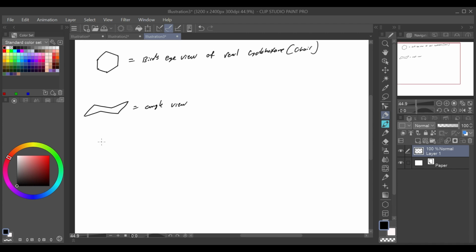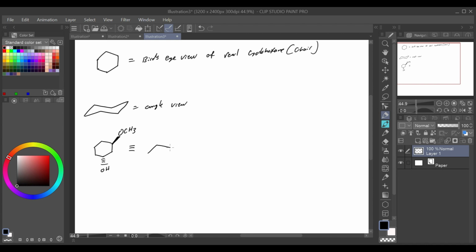Now let's do an example where you are given a polygon and then you have to redraw it as the chair. Students always have a question how to interconvert between the polygon and the chair, and it's really simple. So let's say this very simple molecule. First thing you want to do is number your carbon and then redraw as the chair.